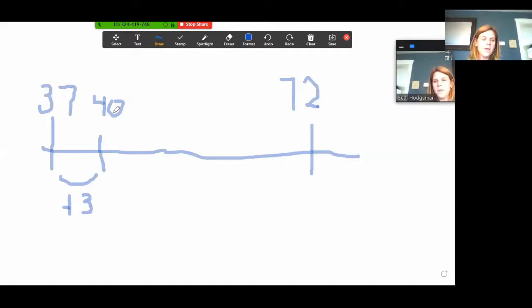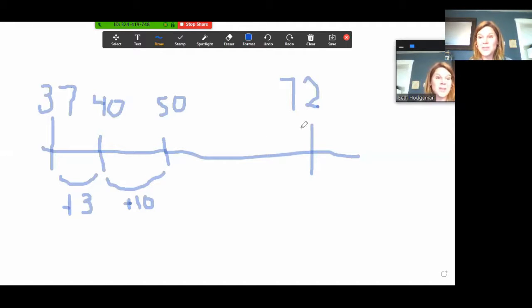Now, to jump from 40 to 72, that might be a little bit tricky, but I bet I could jump from 40 to the next decade number. That would take me from 40 to 50. Well, that's just another 10. So I'm going to say plus 10. Okay, so I've got plus 3 and then plus 10 and I'm at 50 now.